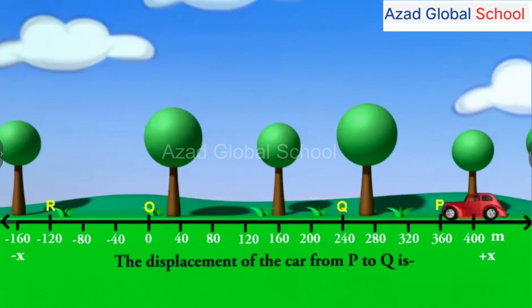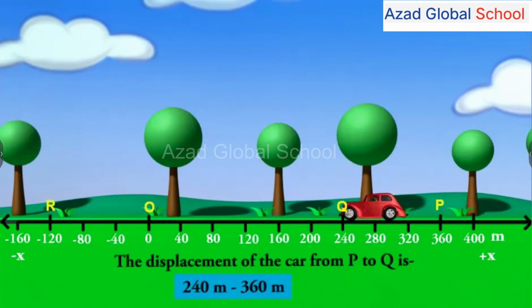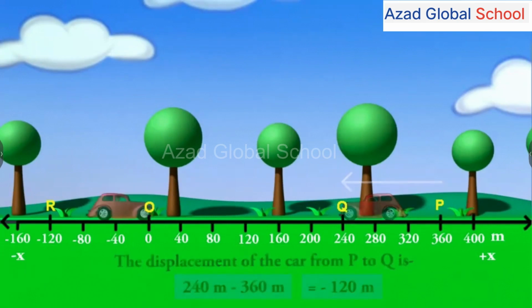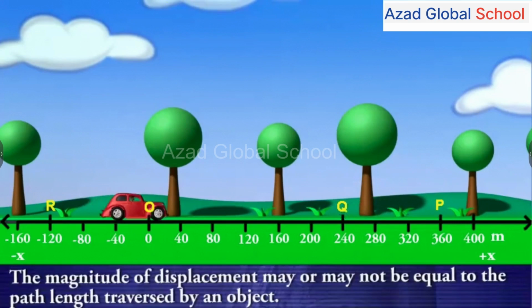Similarly, the displacement of the car from P to Q is 240 meters minus 360 meters, which is equal to minus 120 meters. The negative sign indicates the direction of displacement. The magnitude of displacement may or may not be equal to the path length traversed by an object.